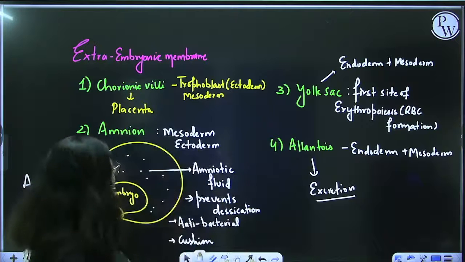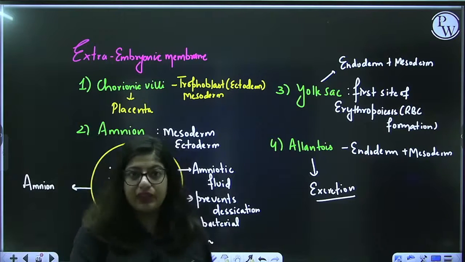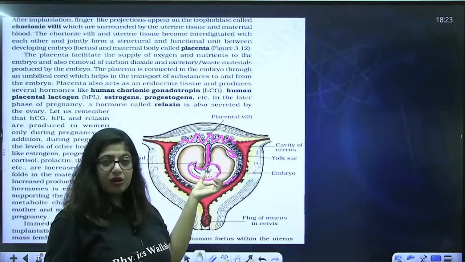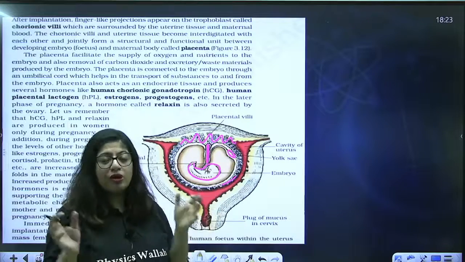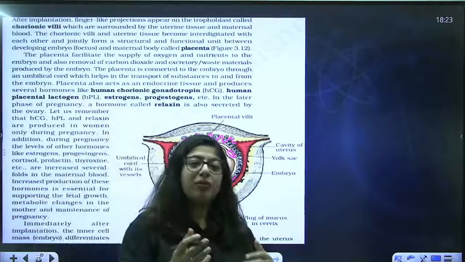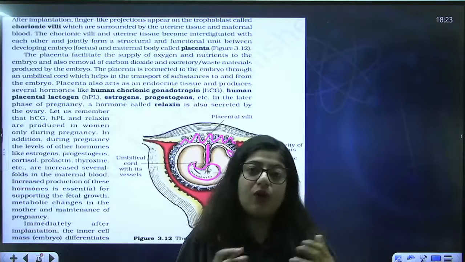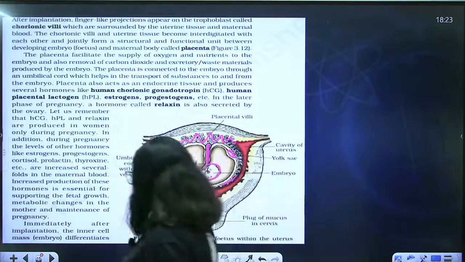So this is how all these three layers, membranes, are not present in the embryo. You can see the embryo is quite different, it's just present here. This is what is going to be the baby, but these are almost away from the embryo. They are extra from the embryo, they are not part of the embryo, they are outside the embryo. So that's why you call them extra embryonic membranes, right?